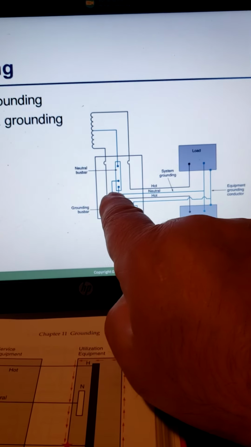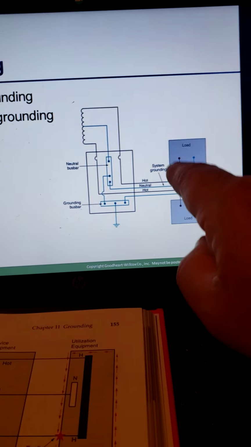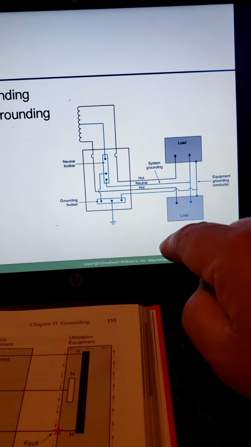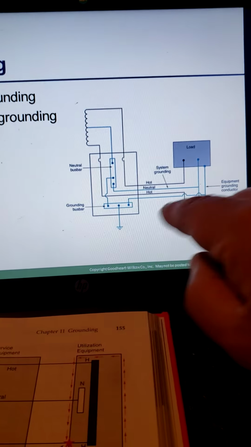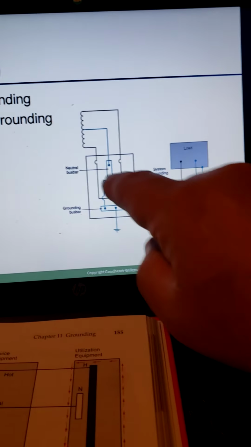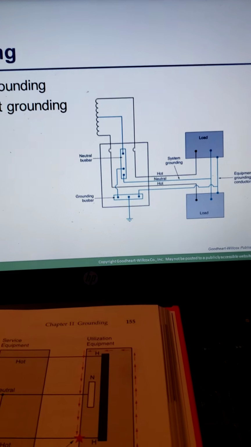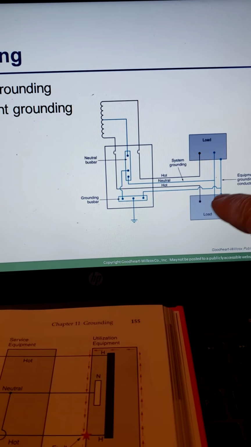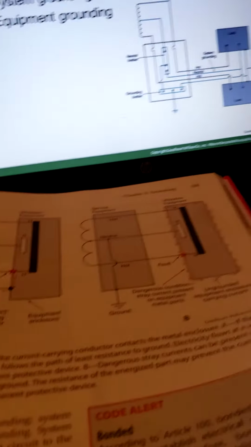Okay, our neutral comes off the neutral bar and feeds a load, and here's a hot that feeds this load. But again, this is our system grounding, and then it comes off and goes to our equipment grounding. Once it leaves our service, where our power comes into the service, now there are two separate wires. They're two separate wires that do two separate things.